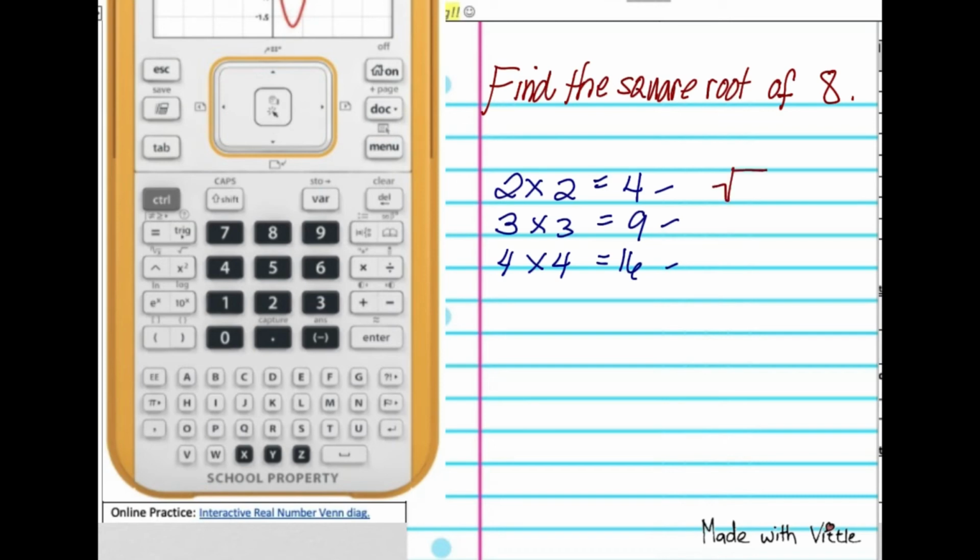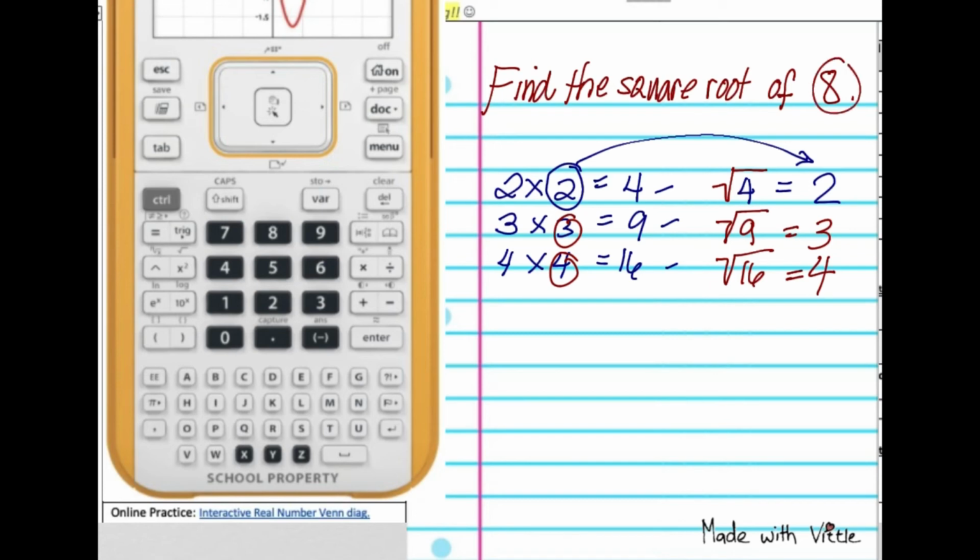So if I find the square root of 4 here, I know it's going to be one of the equal factors, so the square root will be 2. If I do the same with the 9, find the square root of 9, it's one of the equal factors, which is 3. The square root of 16 will be, of course, one of the factors here, which is 4. So how about an 8? Let's go ahead and use our calculator.